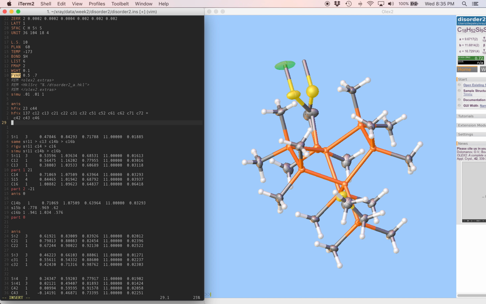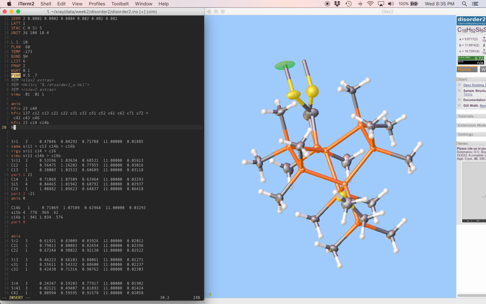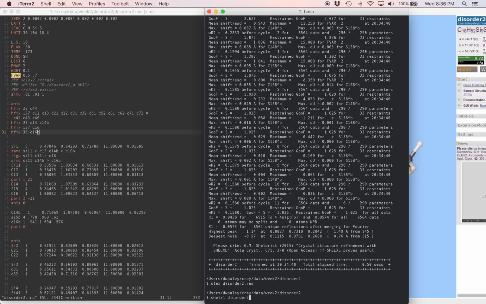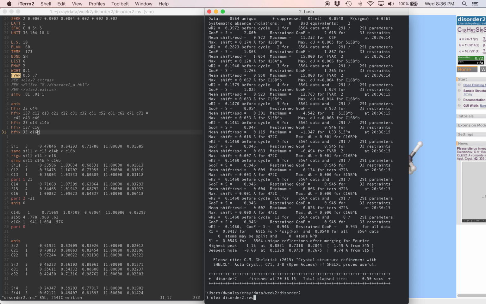We'll make a couple new HFix lines. We're going to do HFix 2,3 for the methylenes, C14 and C14B, and a rotating methyl group for the major part of the disorder, C16, and I'm going to do a staggered methyl group, not freely rotating, HFix 3,3 for the minor part, C16B, since we know there's just not going to be enough scattering to locate those hydrogens. Run that refinement and take a look.